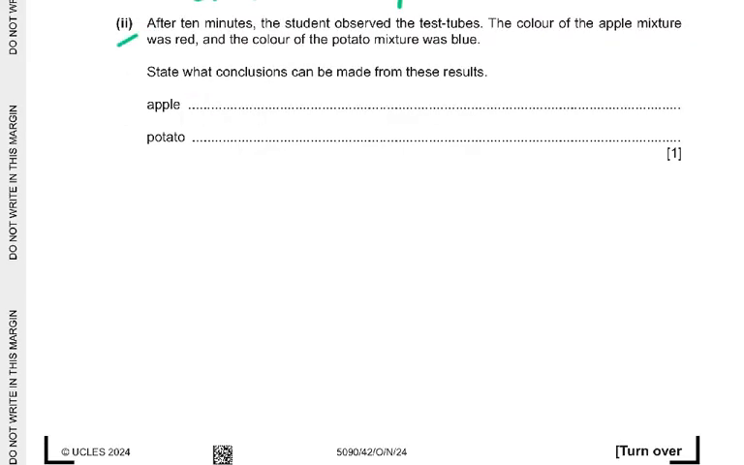Then part two of the question says after 10 minutes the student observed the test tube. The color of the apple mixture was red and the color of the potato mixture was blue. So it says state what conclusions can be made. Now the typical mistake you will make is that you won't be answering the conclusion, but you'll probably write some sort of observation. So, apple shows that sugar is present.